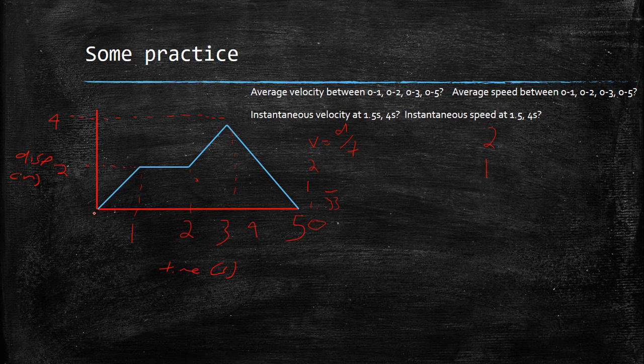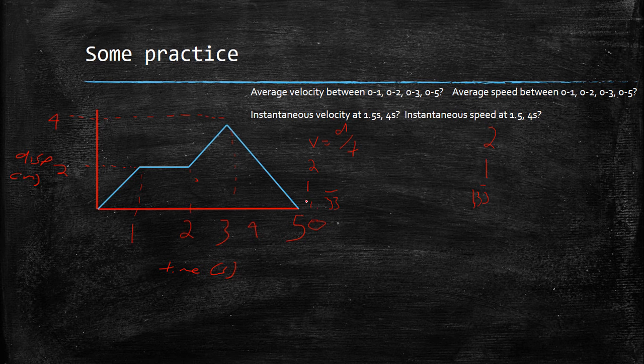0 to 3, travels 2 meters there, stops there, travels an extra 2 meters, 4 over 3, same answer as before, 1.33 recurring. Now this is where it becomes a little bit different, between 0 and 5.